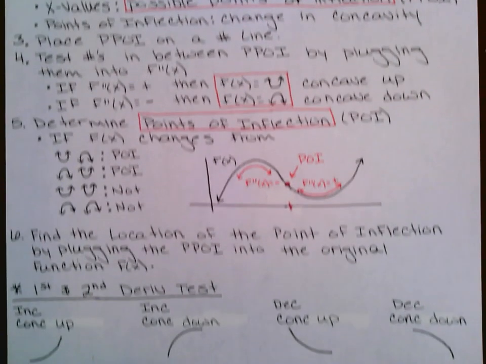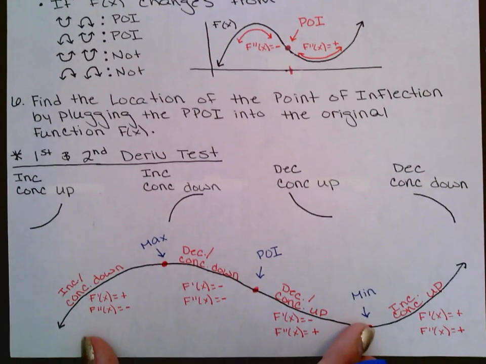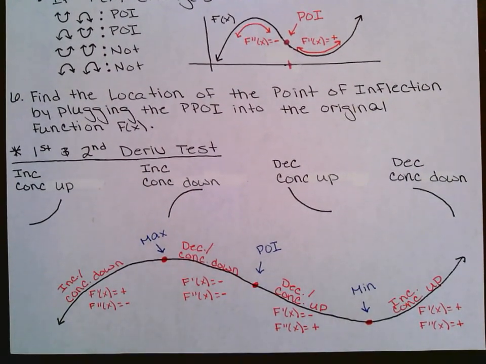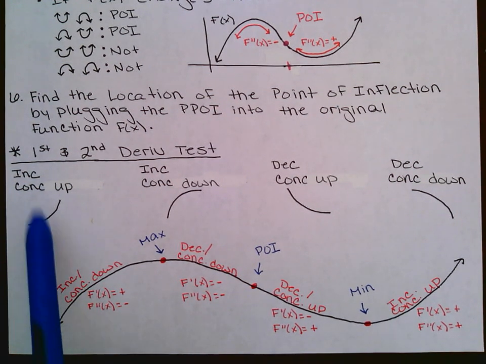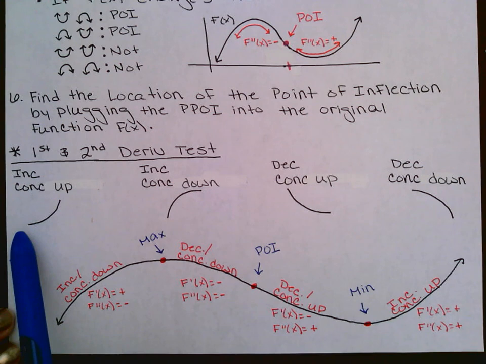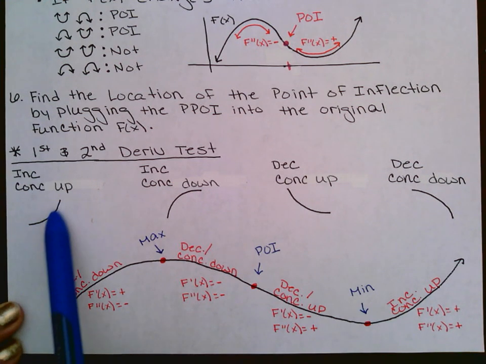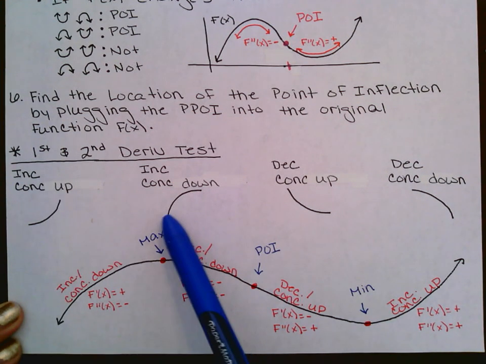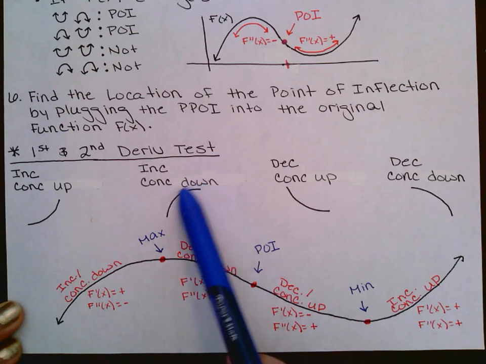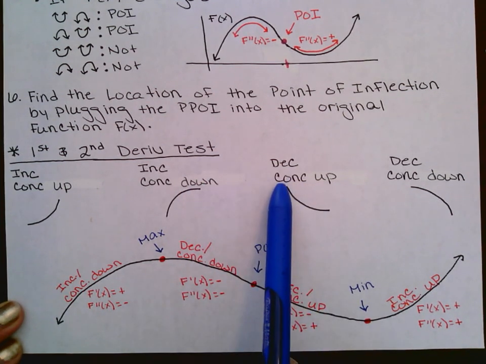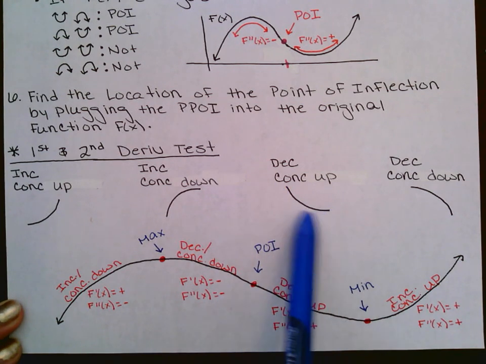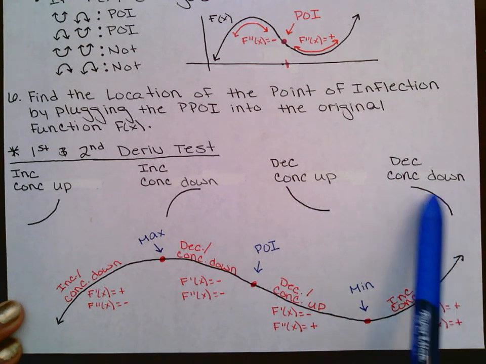So let's go over how they start to connect with each other. Okay, I know there's a lot of writing here. Bear with me. If you find out that an interval is increasing and concave up, then this is concave up and increasing. Here we have it's increasing, but now it's concave down. Now we're left to right always. Always read math left to right. We're decreasing, but we're concave up. And here we're decreasing, but we're concave down.